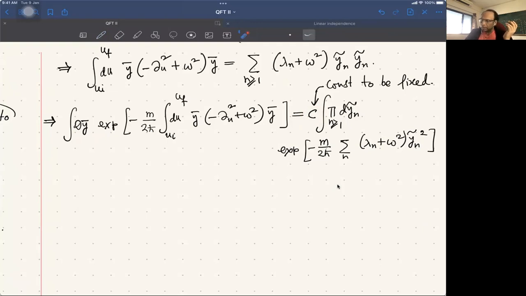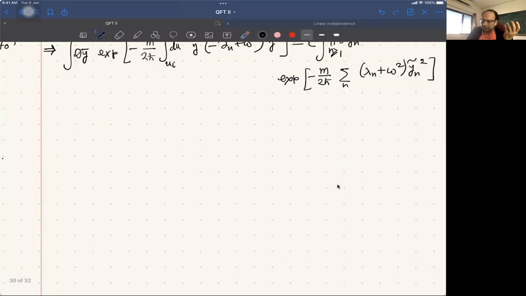Now, these integrals, there are an infinite number of such integrals. Summing over n in the exponent, there are an infinite number of decoupled integrals, each being Gaussian, and you can calculate that, and the result you can show to be given by the product over n greater than or equal to 1 of 2 pi h bar over m times lambda n plus omega square, whole to the power half.